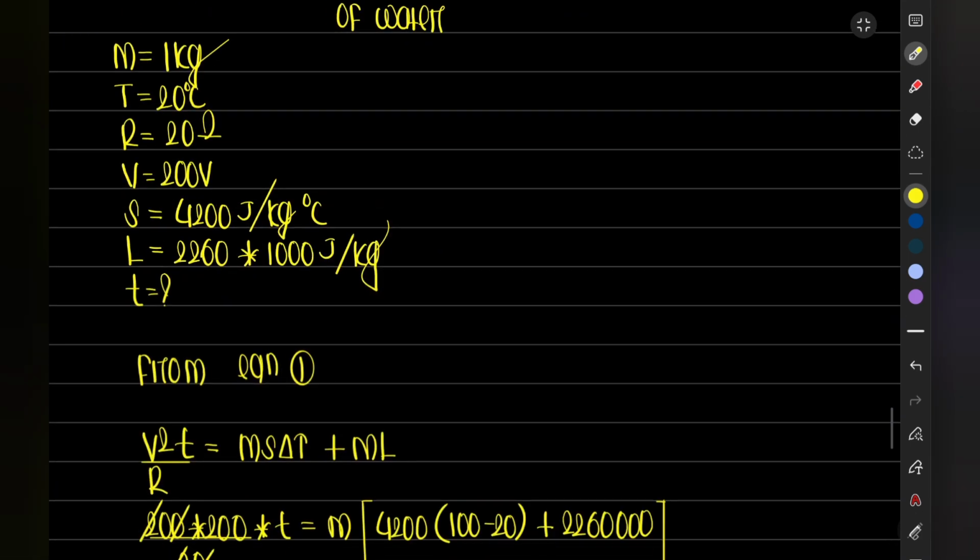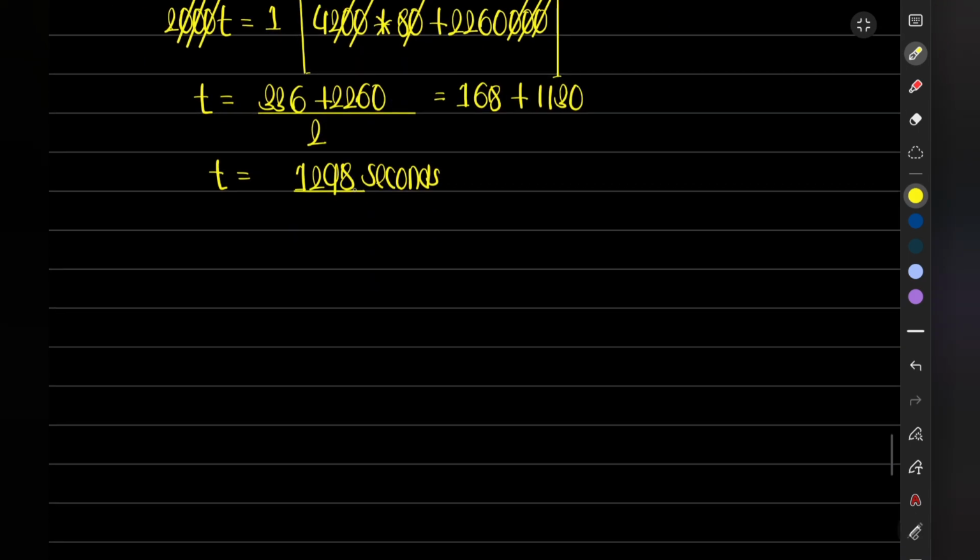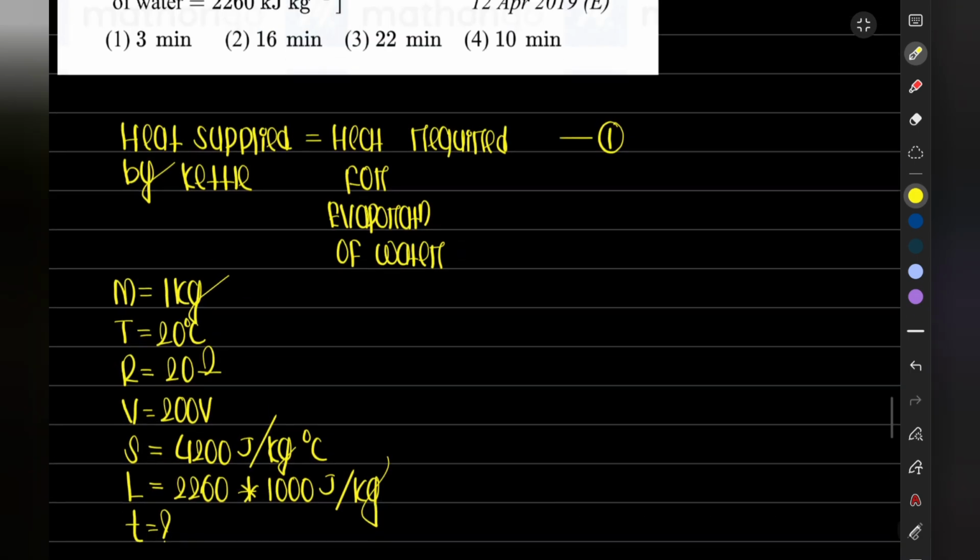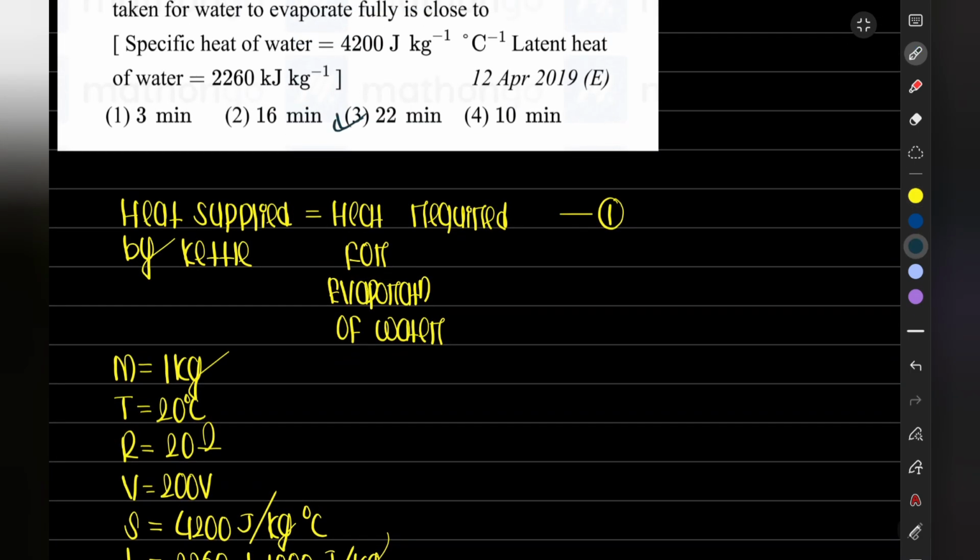minutes, so we will have to divide this value by 60. So 1298 divided by 60, it will be 21.6 minutes, and the option which is closer to 21.6 minutes is 22 minutes, which will be our final answer.